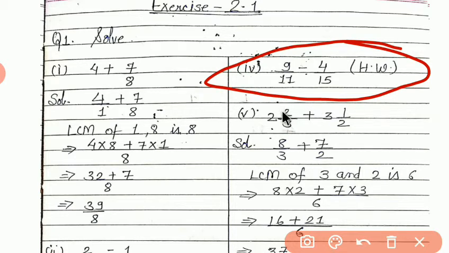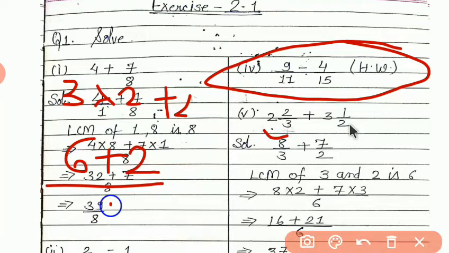Now let's see the question number 5. 2 by 3 plus 3 1 by 2. You can see this fraction is given in mixed fraction. So first we will change into improper fraction. As we have seen how to change, first we multiply this 2. 3 2s are 6 and 6 plus 2 is 8. So 8 upon 3. Same here, 3 2s are 6. 6 plus 1 is 7. 7 upon 2.